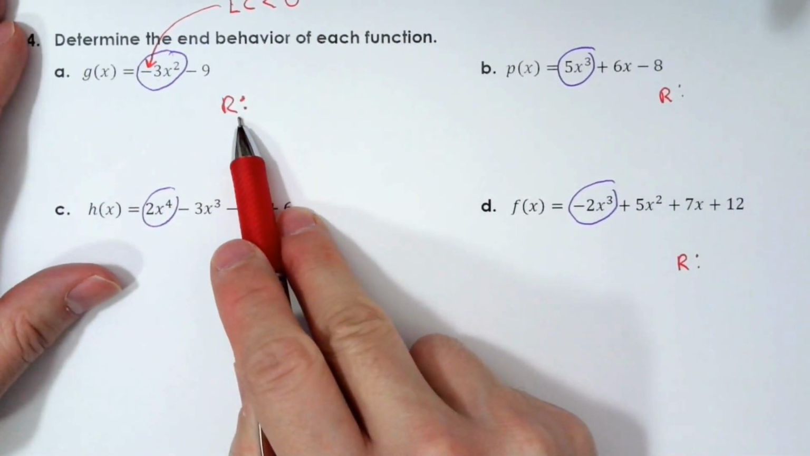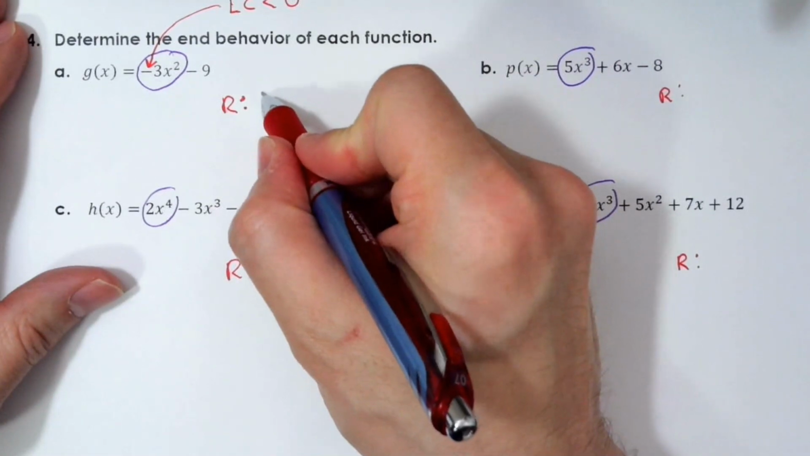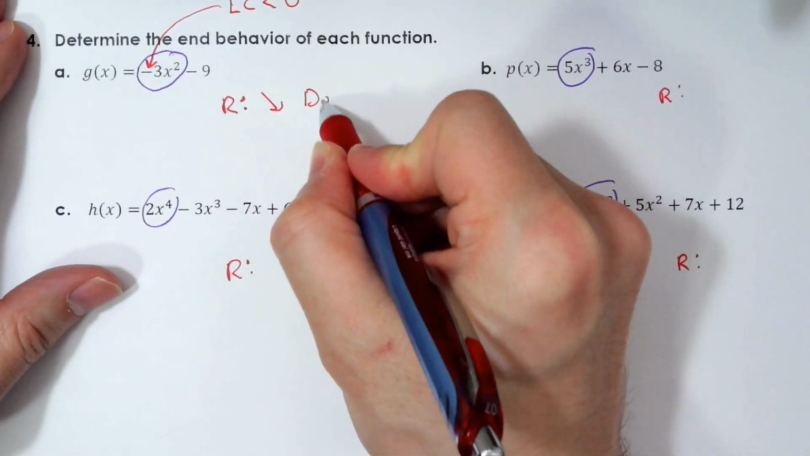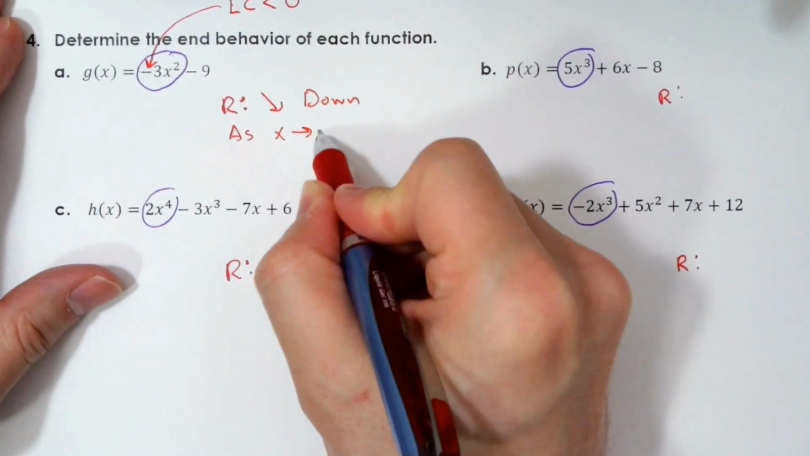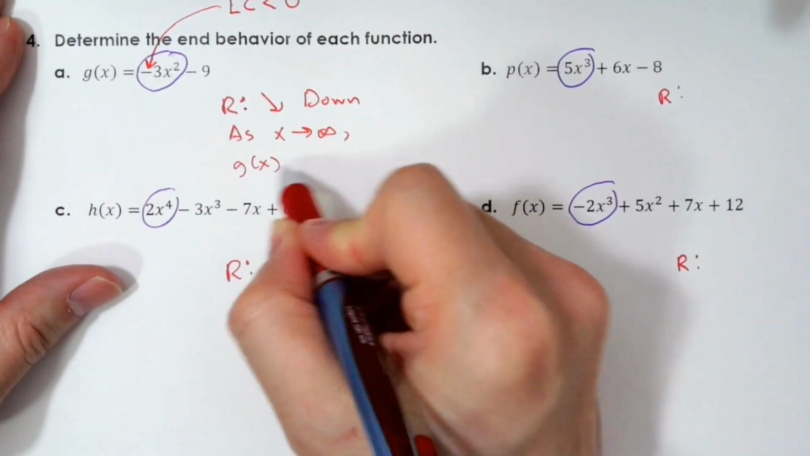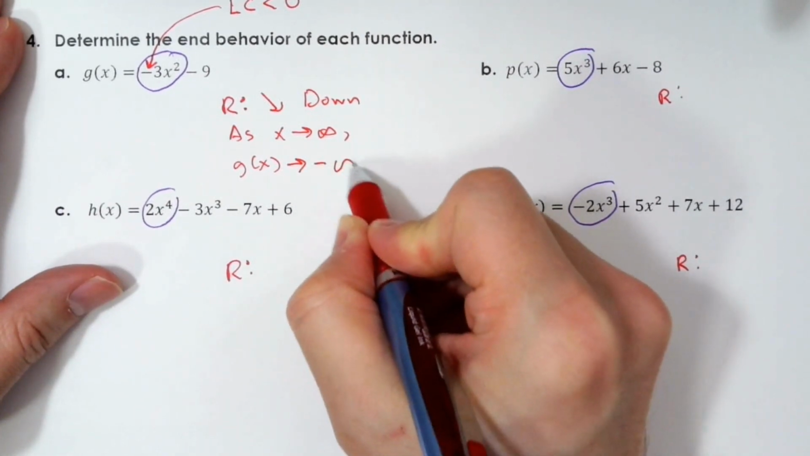That means your right end behavior is down, or you could use the word down. Or if your teacher prefers, you can write as x goes to infinity, g of x goes down, so goes to -infinity.